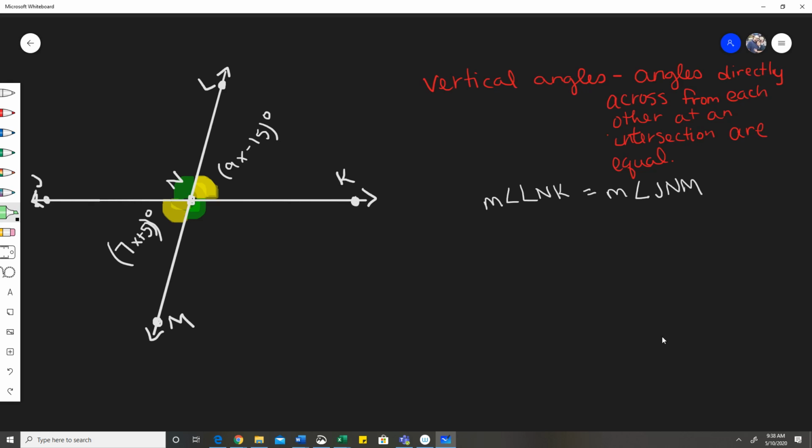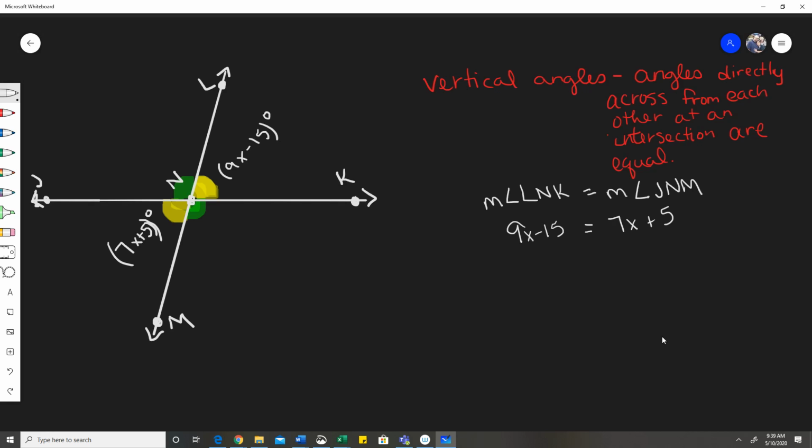So anytime you have an intersection of lines, you have two sets of vertical angles. So if we look at angle LNK, it is 9x minus 15. Since we're not adding anything or subtracting anything, I'm not going to worry about parentheses this time. We're just going to straight up say that they're equal to each other. And J and M is 7x plus 5. So now we just need to solve for x.